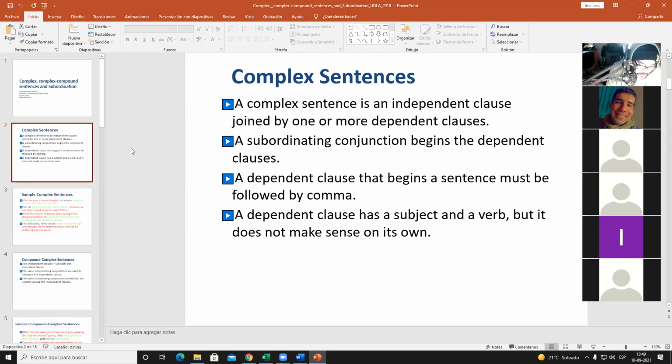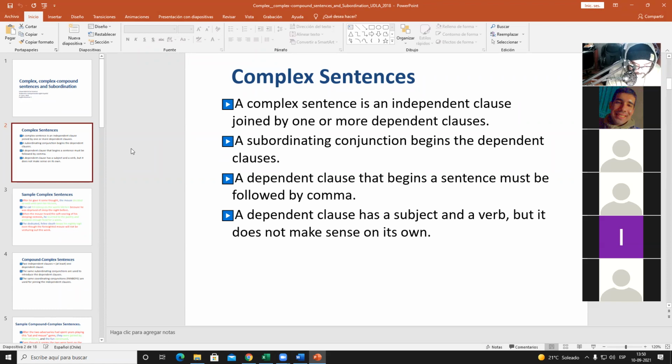The previous slide was dealing with the idea of independent and dependent clauses, that is to say, with the idea of simple sentence. Let's remember that a simple sentence is an independent clause. A dependent clause cannot be a simple sentence. Why not? Because you need more information. Therefore, you need another element, right? So what you are going to have is a complex sentence.